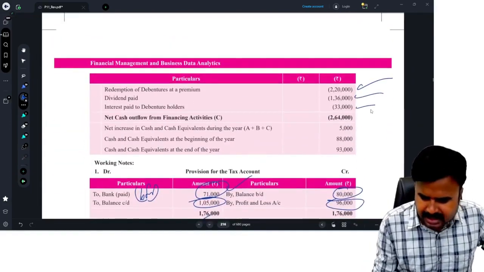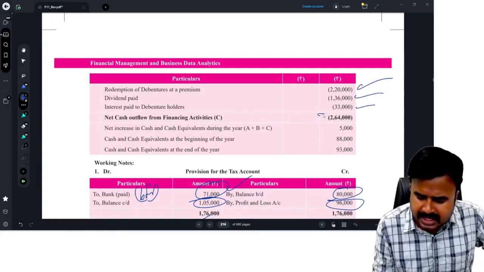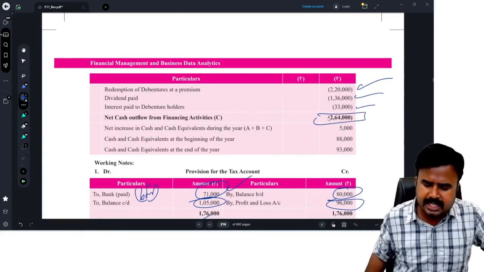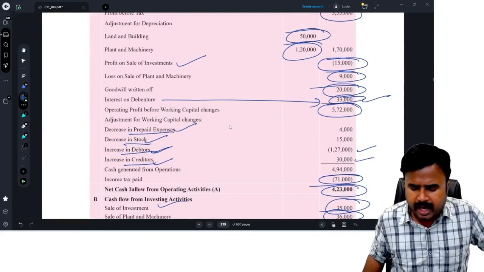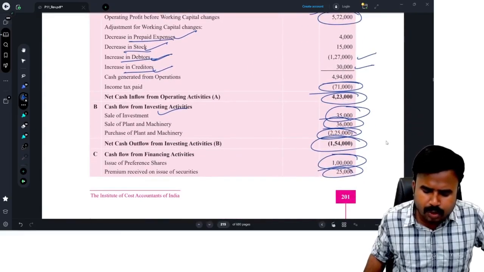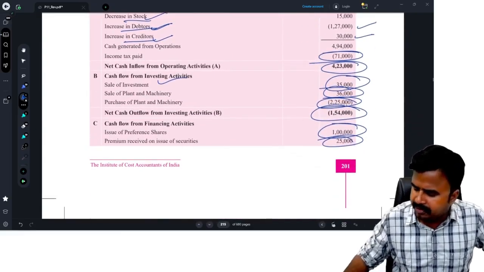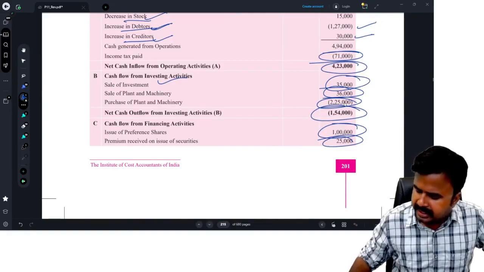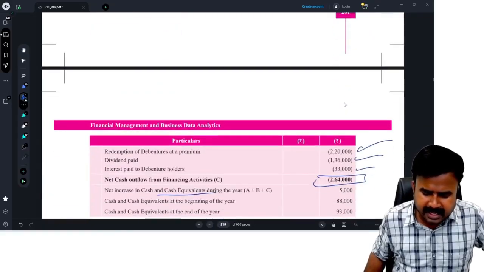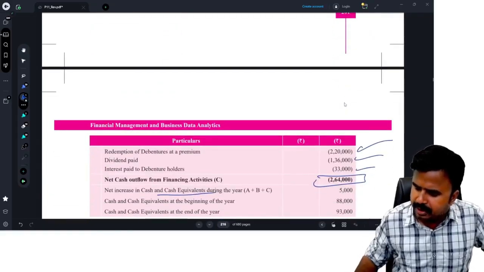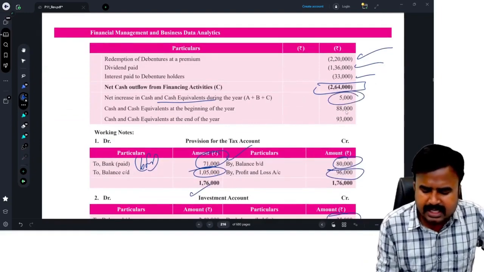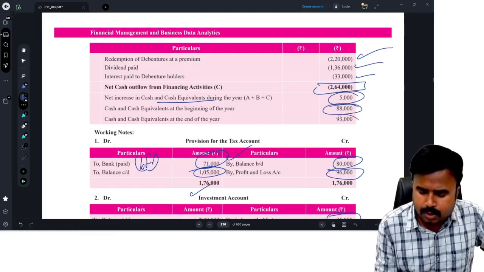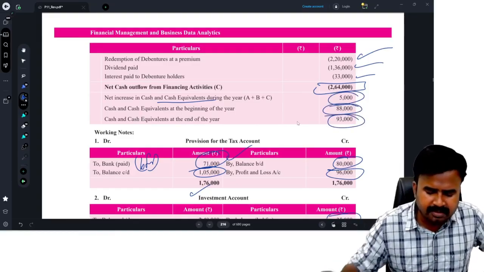And interest paid on debentures is 33,000. Finally, we have uses in financing activities also. So after adjusting all these three transactions, I got net increase in cash and cash equivalents because we got the highest positive balance from operating activities, 4,23,000. Investing activities 1,54,000. 423,000 minus 1,54,000 is 269,000, and financing activities minus 2,64,000. Finally, we got 5,000 increase in cash and cash equivalents, and cash and cash equivalents at the beginning of the year is 88,000. So you got a closing cash and cash equivalents balance of 93,000.